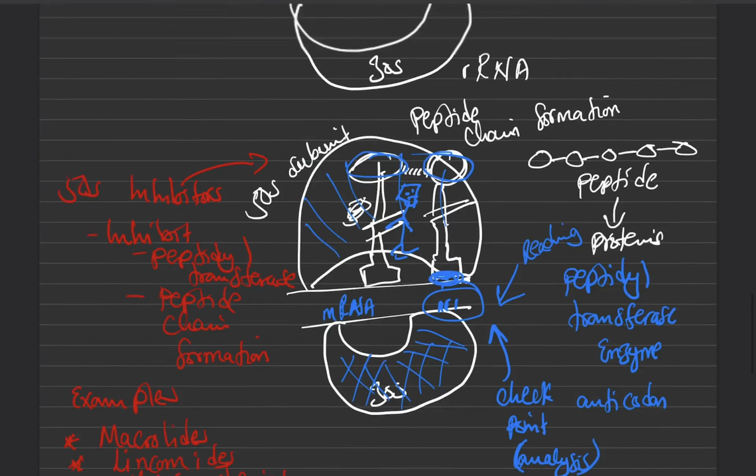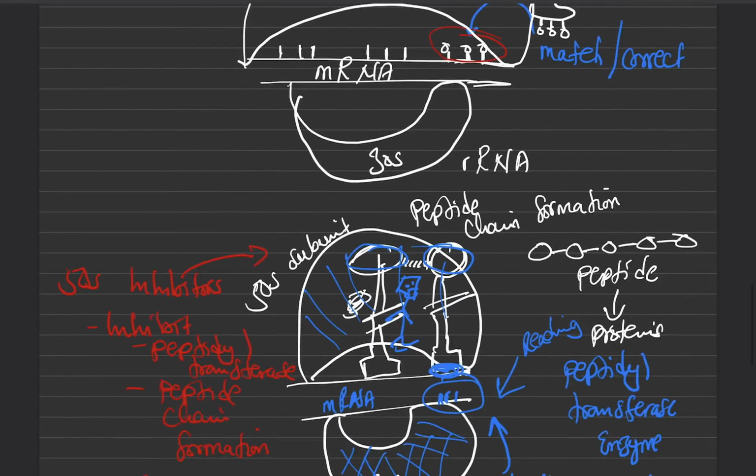Now let's talk about this. So this is basically the mechanism of action of these drugs in a nutshell. And let's talk about these drugs in a bit more detail.